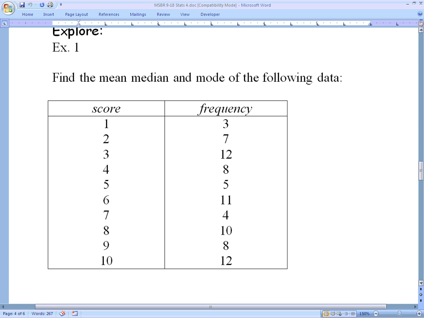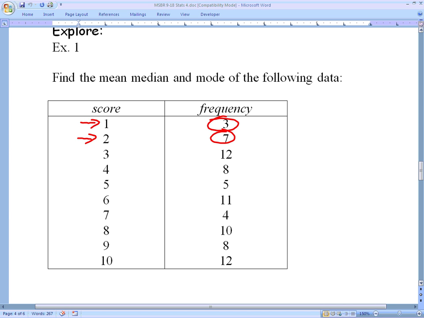The first thing we want to know is how much data do we have? For example, there's a bunch of scores here. How many ones did we have? Well, we had 3 of them. So far, we're already talking about 3 things, and we've only looked at one score, a score of 1. How about a score of 2? Well, there were 7 more of those. So how many things have we looked at so far? If you think cumulative frequency, we're already up to 10 different scores that we've looked at.